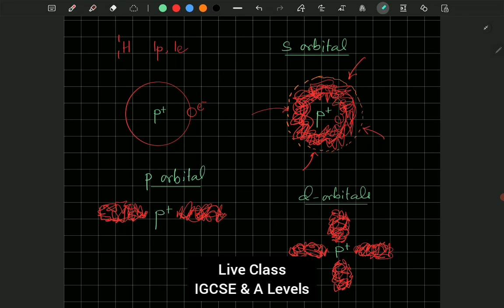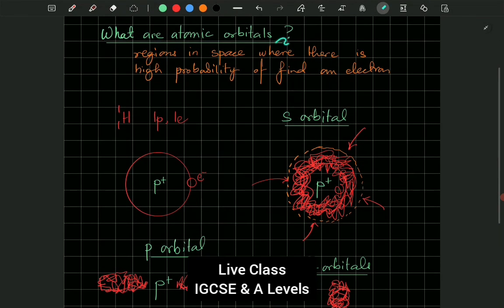So we're going to come back and summarize what atomic orbitals are. They're basically regions in space where there's a very high probability of finding an electron.